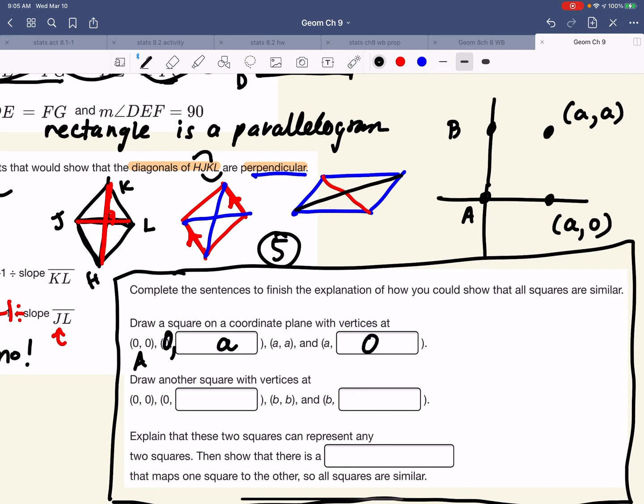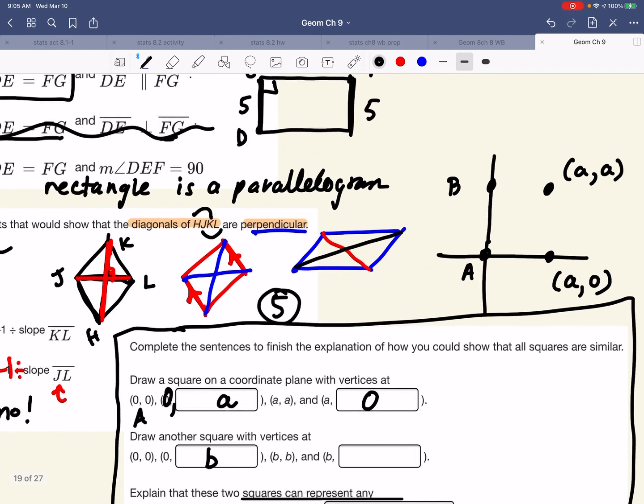Yeah. All right, now if I wanted to draw another one, I could do a different distance. So let's say I wanted to go a little smaller. This one would be B0, right? This one would be 0B. And then this one would be BB, right? And that's what that's saying there. So that would be a 0.